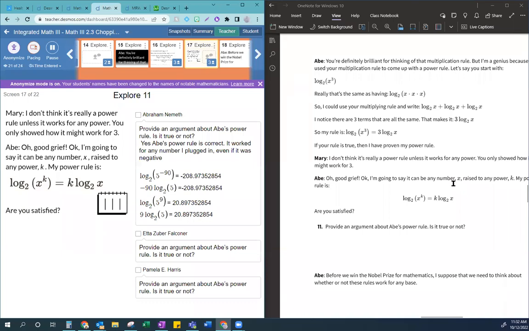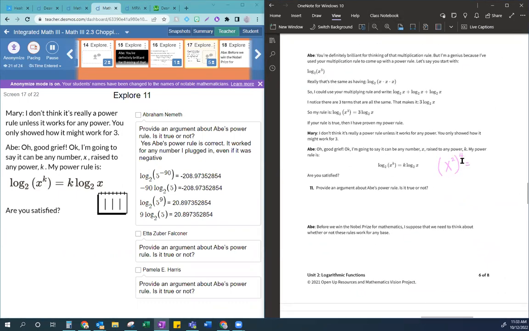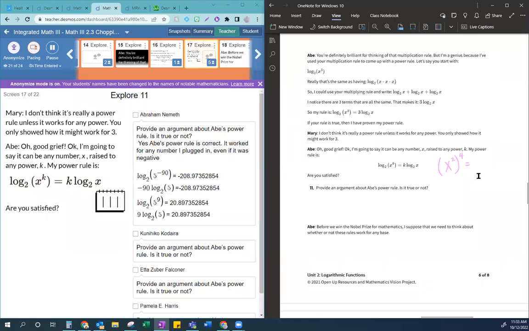What happened when you took something to a power? Like what happened when you took X squared and you took it to the fourth? What did you do with your exponents? These two guys here. What did you do with these two exponents right here?